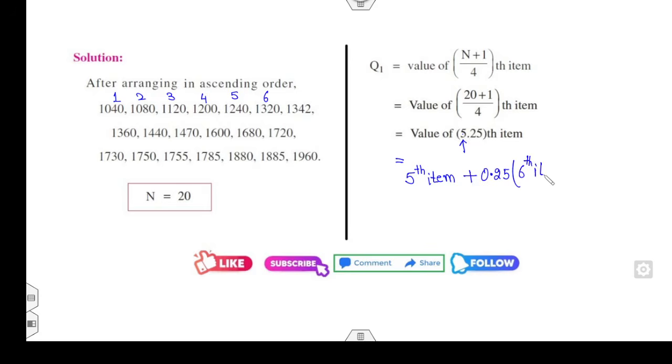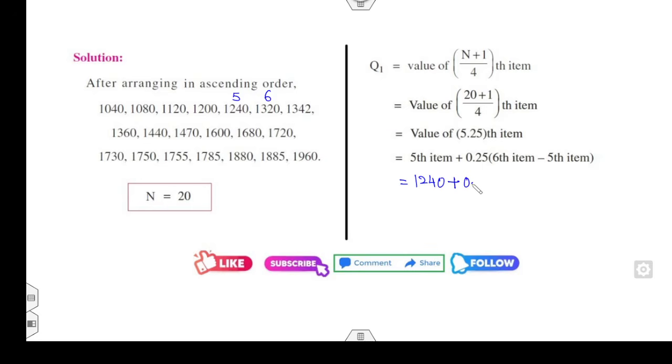Sixth item minus fifth item. And that is the formula for that, whenever n plus 1 over 4 is in terms of the decimal. Now you can substitute the value. This is my fifth observation. This is the sixth item. 1240 plus 0.25, sixth item is 1320 minus 1240. You can use your calculator and do the calculation.